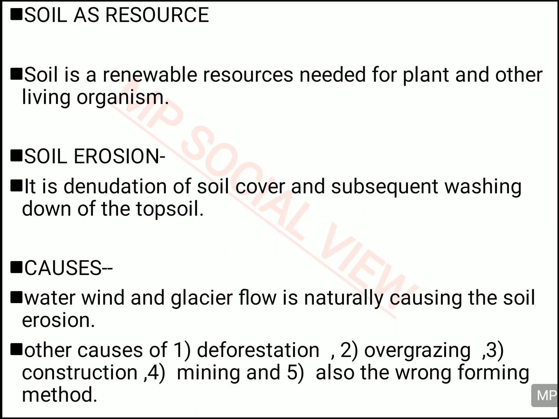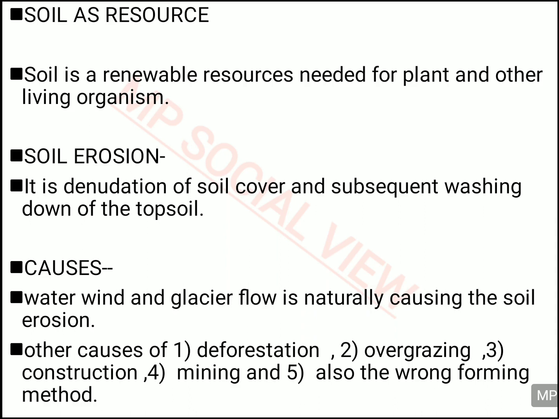Soil is also a very important resource. It is a renewable resource. It is used for growing plants, and many living organisms live on the soil only. But we have the problem of soil erosion. What is soil erosion? When the soil top cover is removed or washed away, it is called soil erosion. So what are the various causes for soil erosion?